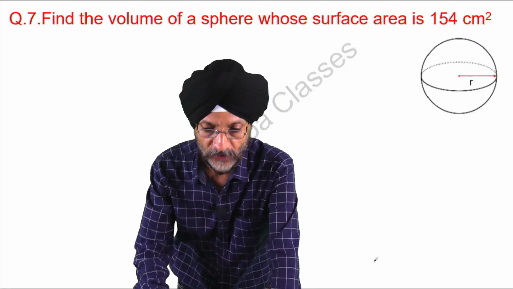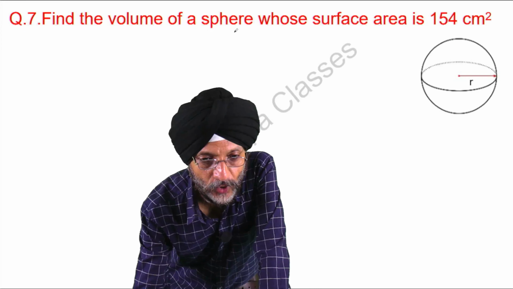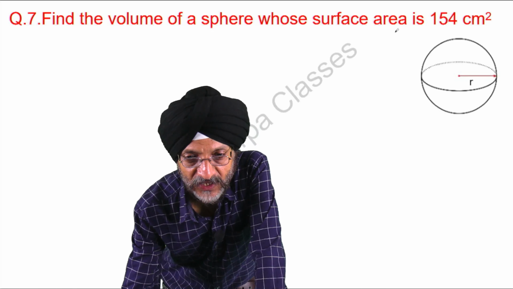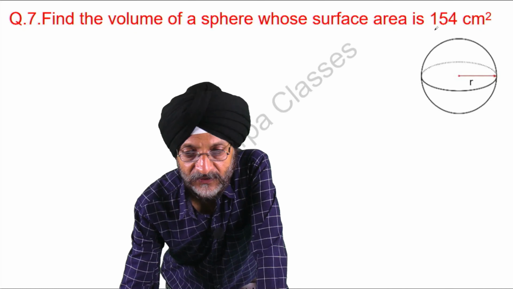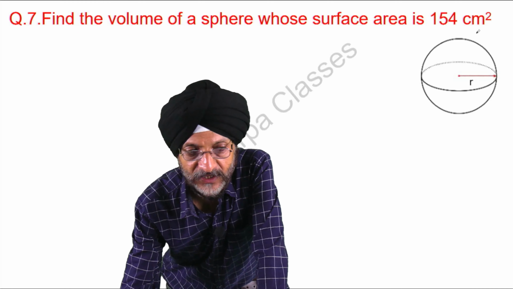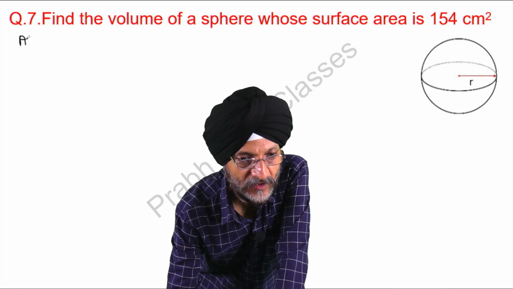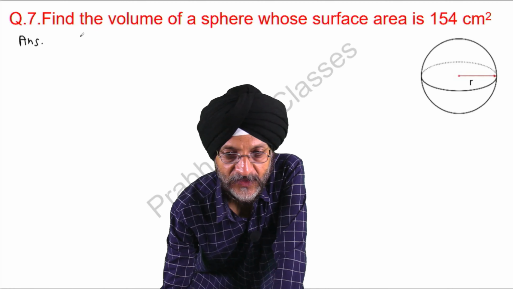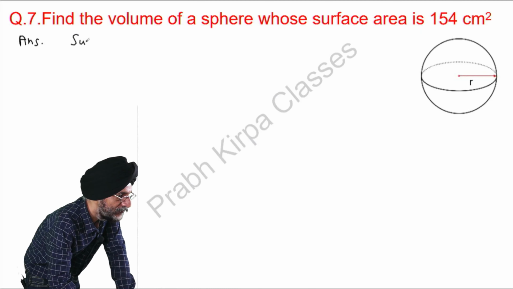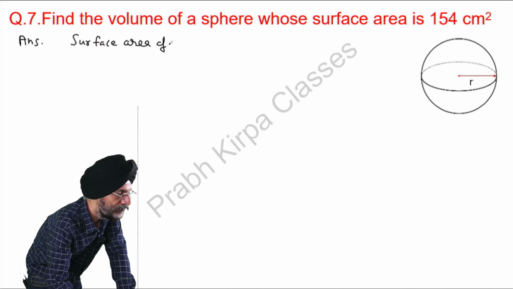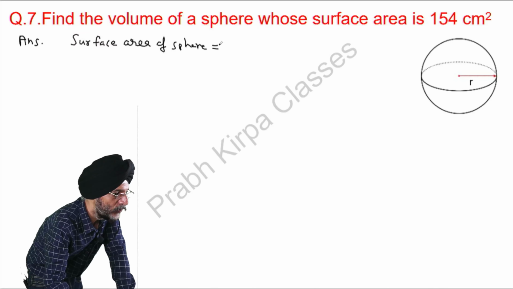Now the question before us is, find the volume of a sphere whose surface area is 154 square centimeter. So we will try to solve. Now what is given is: surface area of sphere is equal to 154 square centimeter.